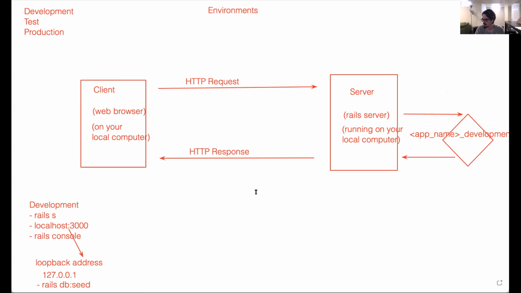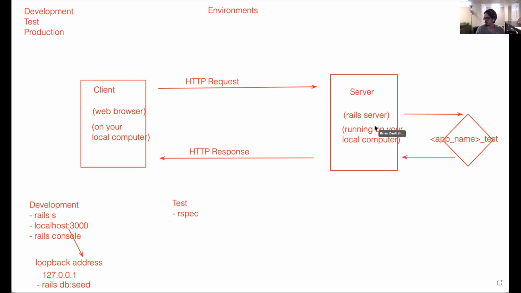Okay, so now let's move on to the test environment. So in the test environment, the way that we interact with the test environment is by running RSpec. That is the only way that you really affect the test environment. Anything else where you're not running the tests, you're not affecting your test environment. In the test environment, the database name is going to be your app name _test. So that's the name of the database, a completely separate database.